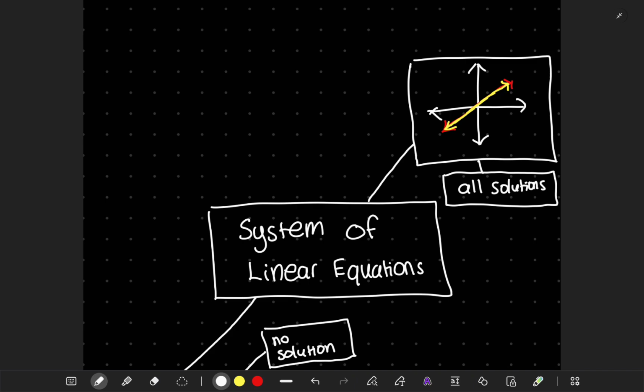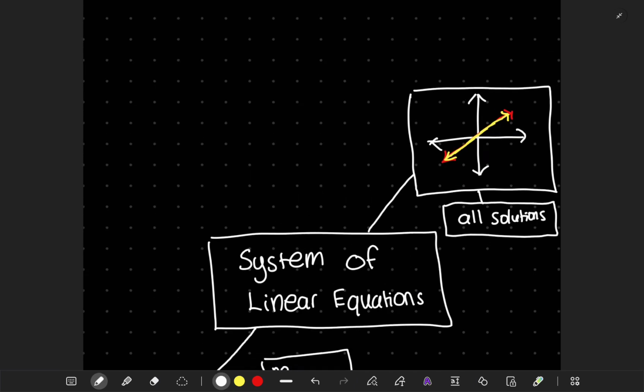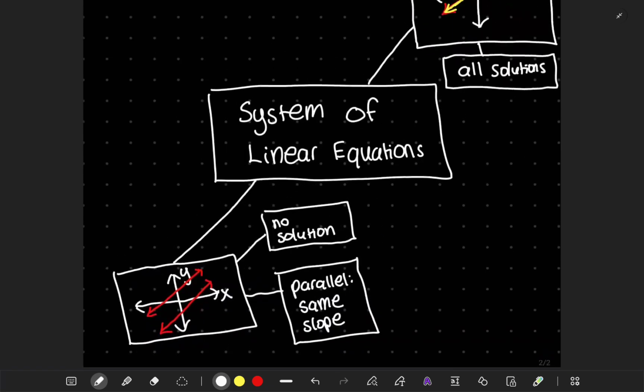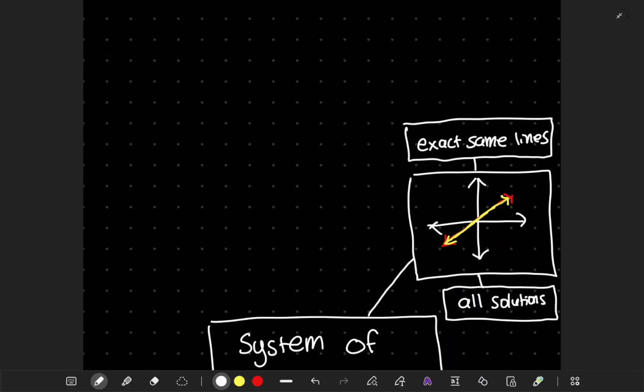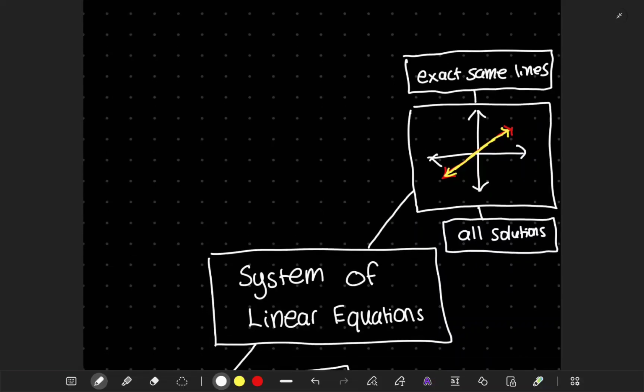So why is it all solutions? It's because, and I'm going to put this in another box, that these are the exact same lines. So notice they kind of have this relation. Parallel means that they have the same slope, while this, having all solutions, has the exact same lines. Well, that leads us to do one more thing, finding the last scenario.